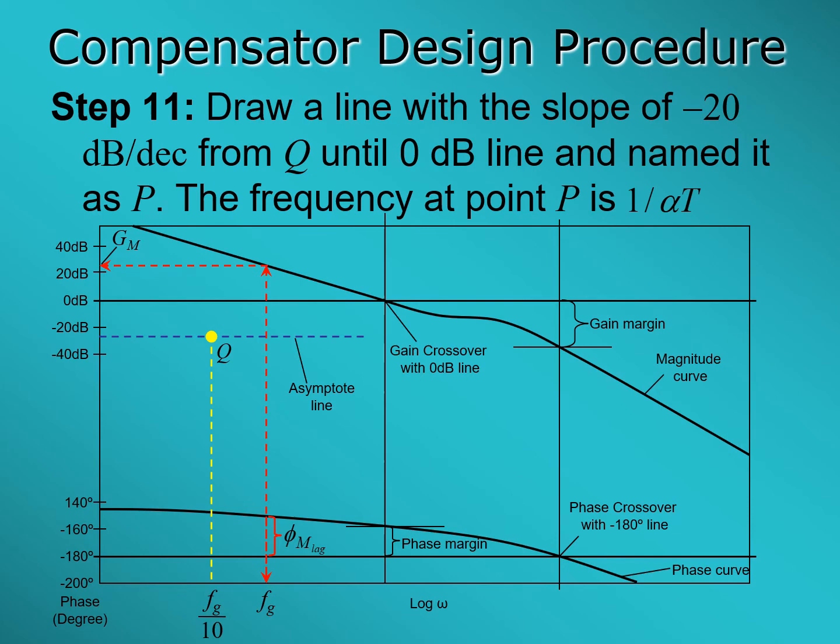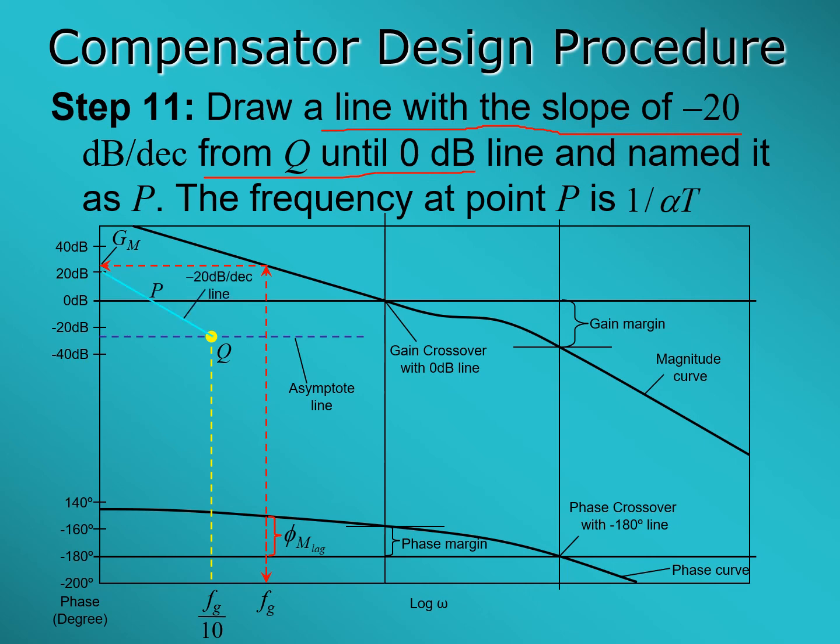Step number 11. Okay, draw a line with the slope of minus 20 dB per decade from Q until the 0 dB line and name it as point P, and the frequency at point P is 1 over alpha T. Okay, so I hope you know how to draw this slope, minus 20 dB per decade from Q until it crosses the 0 dB line.